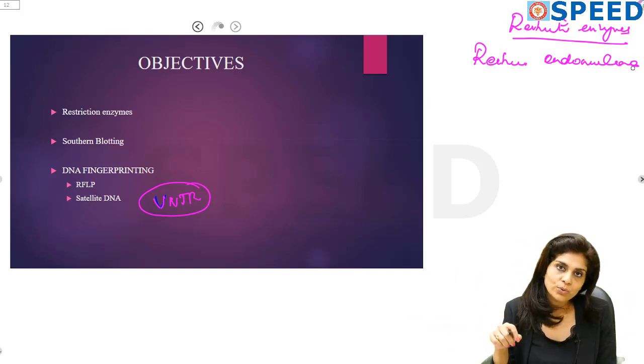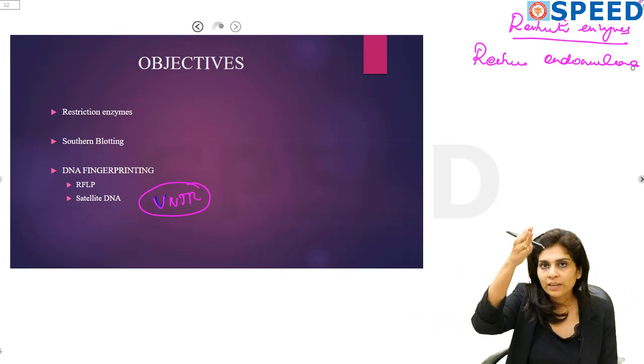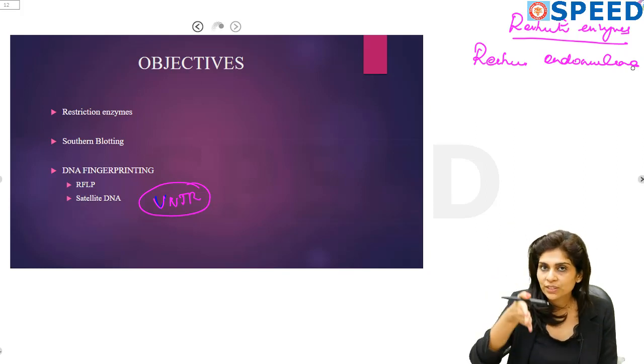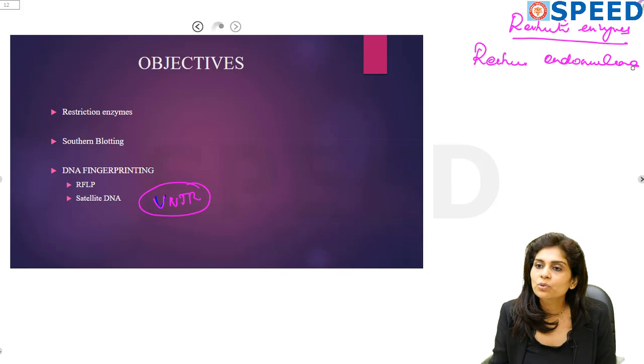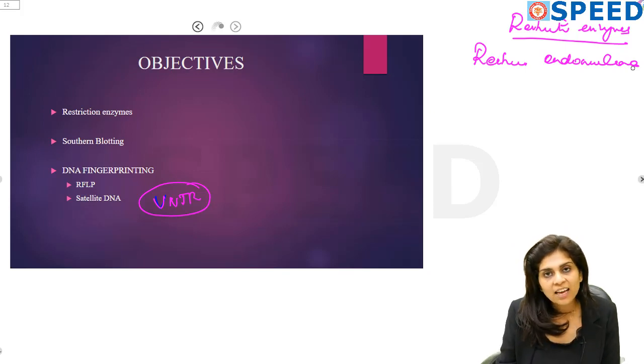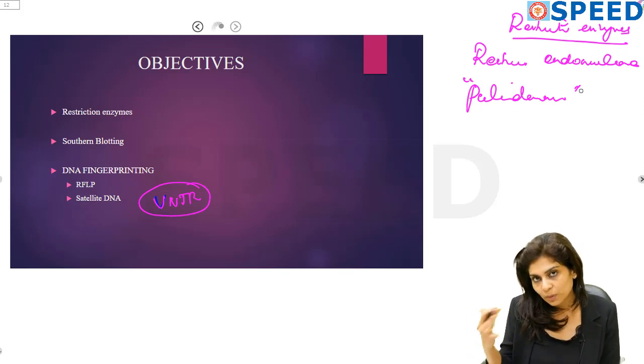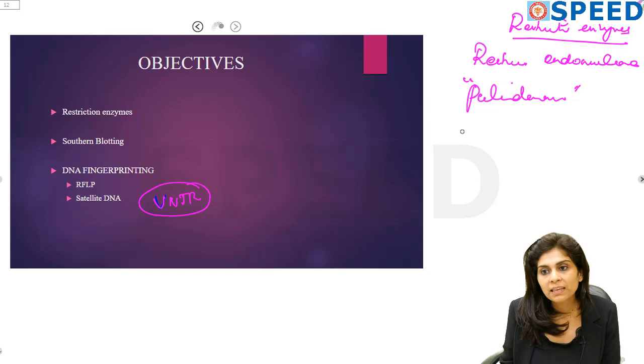What is an endonuclease? An endonuclease makes only one nick, so you will have to specify the site at which it cuts. So restriction endonucleases are enzymes which cut at specific sites, and those sites are usually palindromic sequences. So what is a palindrome in literature? Let me tell you about the palindromic sequence later. First I'll tell you about the palindrome.